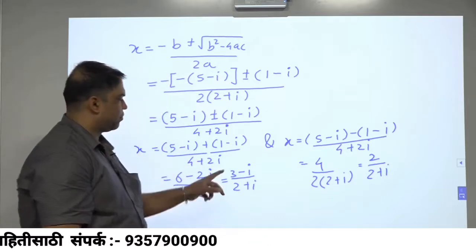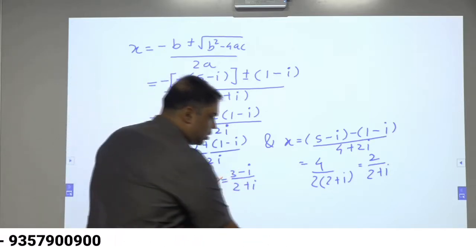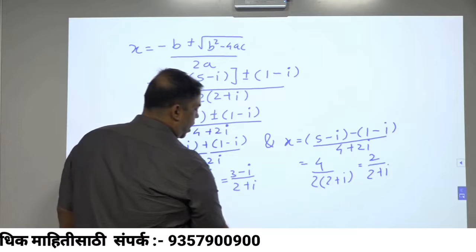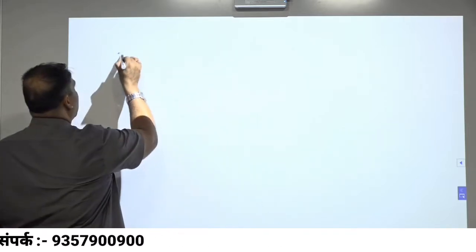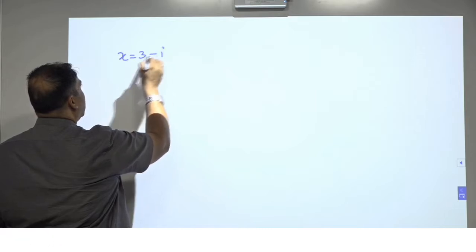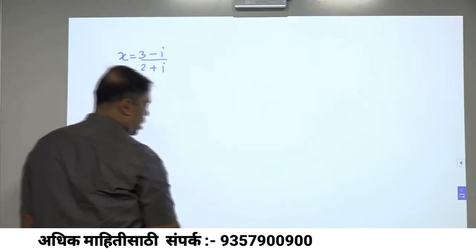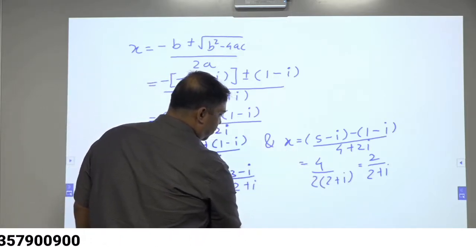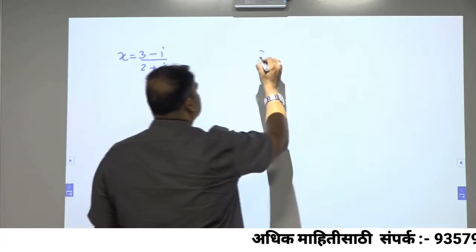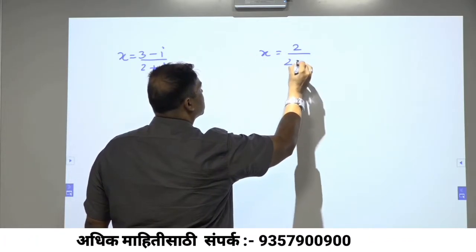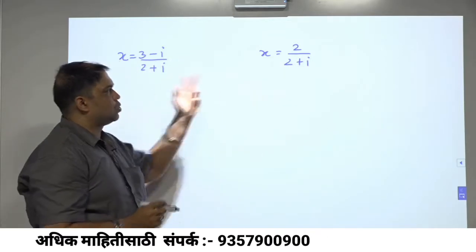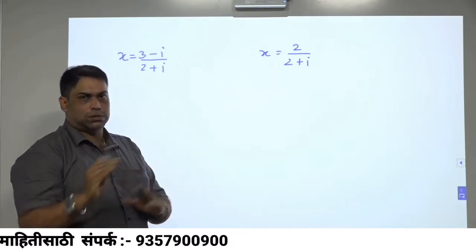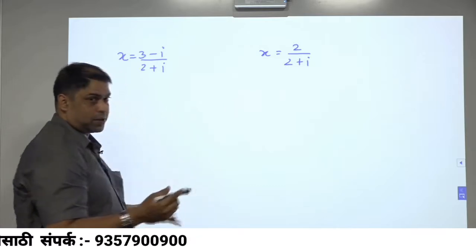Before going to the next slide, I have to remember this. The first one is x equal to 3 minus i upon 2 plus i. And the other one is x equal to 2 upon 2 plus i. So actually these two answers are possible. So I have to simplify them and transform them into the form a plus bi.